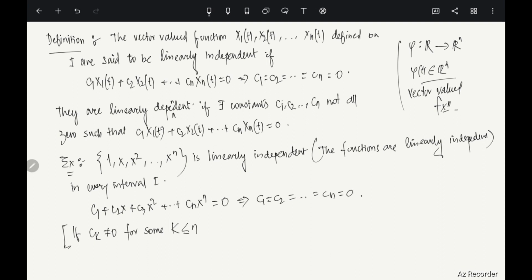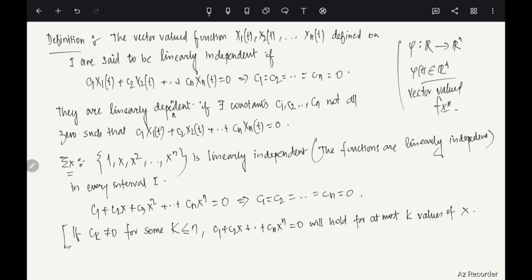Okay, so if this is not the case, then at least one of the ck's has to be non-zero, and then this equation could hold for at most n values of x, right? You understand? If one of the ck's is non-zero, then this equation c1 plus c2x plus up to cn x power n equals 0 will hold for at most k values of x, right?